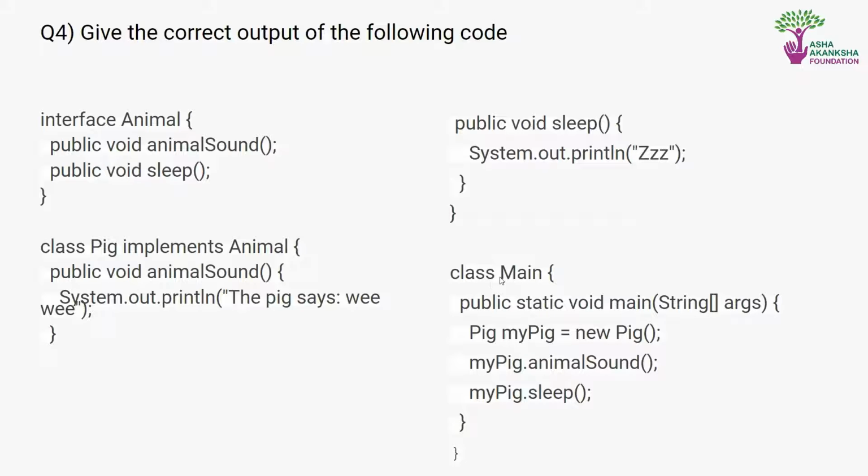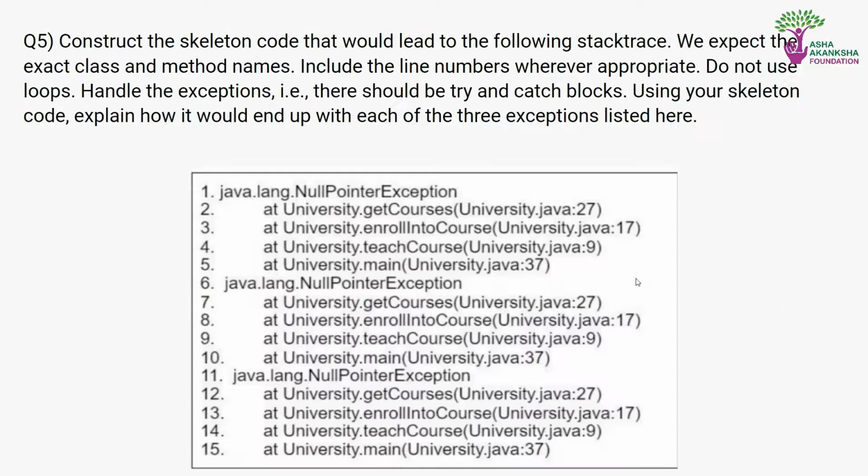In our main class, we are creating an object for Pig, and then we are printing out myPig.animalSound and myPig.sleep. Both are public, so they can be accessed from the main class, and thus it will just print out whatever is in these functions. First, myPig.animalSound will print out this line, which is the pig says: wee wee, and then myPig.sleep will execute whatever is in this method. So that's for question number 4.